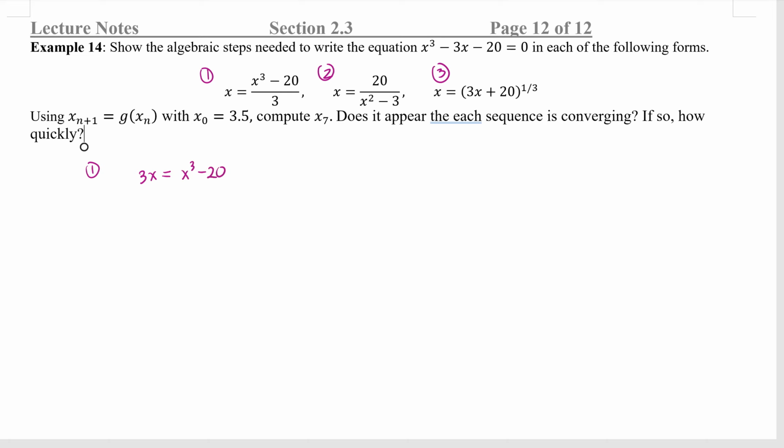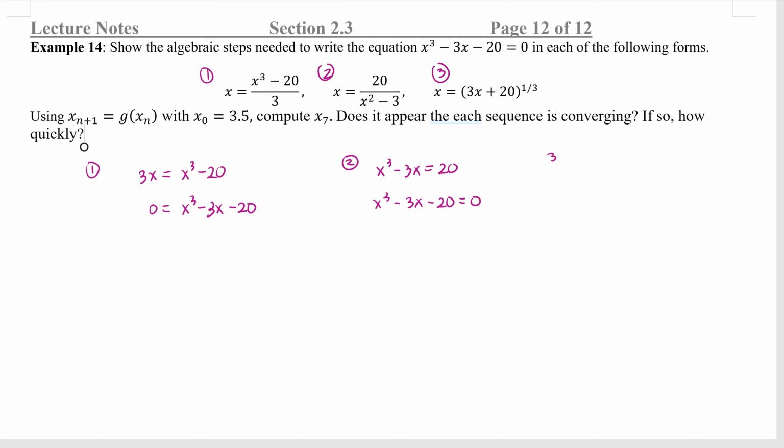Then we can move the 3x onto the right. We get x cubed minus 3x minus 20. Then we get our equation, right? And the second one, we multiply by x squared minus 3 on both sides. Then we have x cubed minus 3x equals 20. Move it to the left. We get our original equation, right?